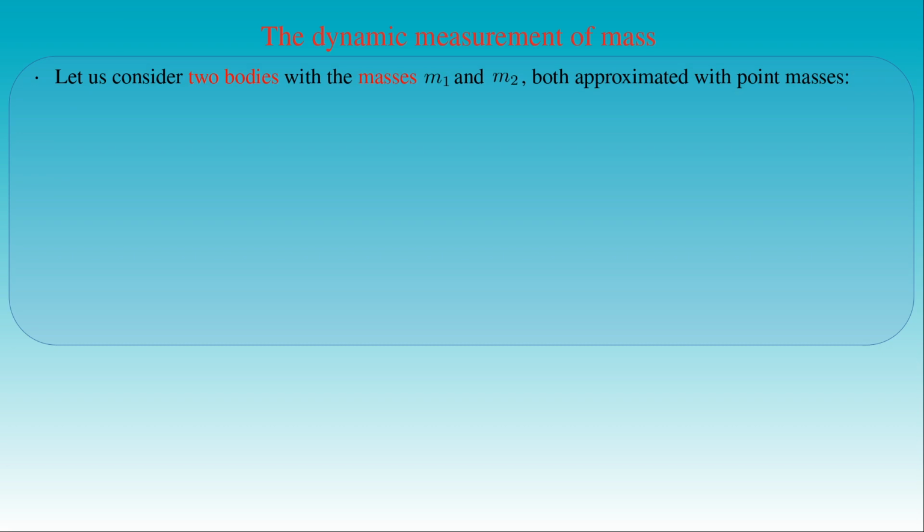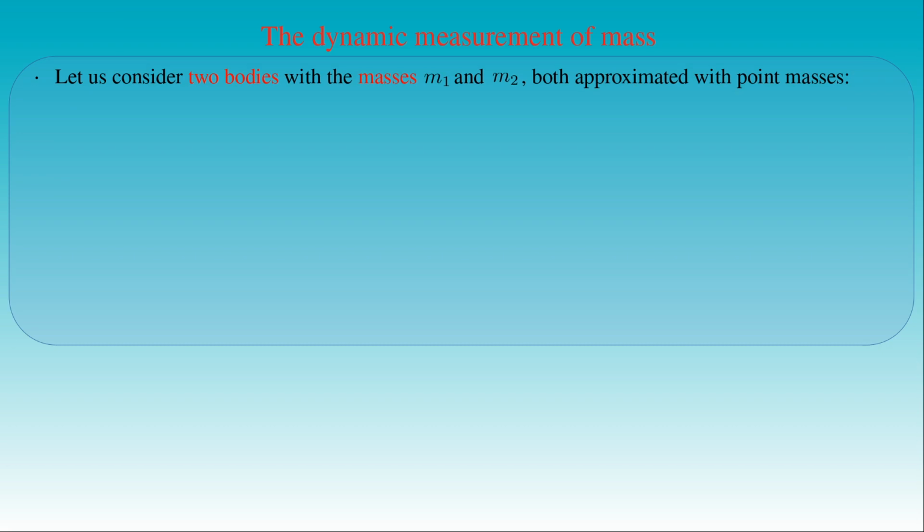Newton's second law of motion allowed us to introduce the concept of mass or inertial mass, which is a fundamental property of bodies in nature. There are many different methods to measure the mass of bodies, and we will first discuss the dynamic measurement of mass. Let us consider two bodies with masses m1 and m2.